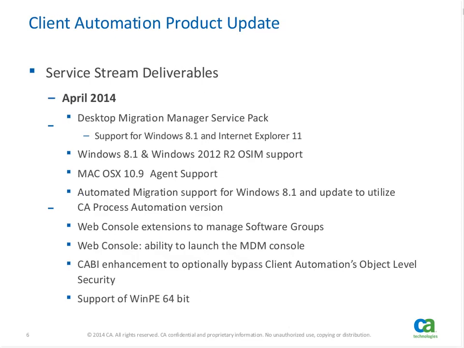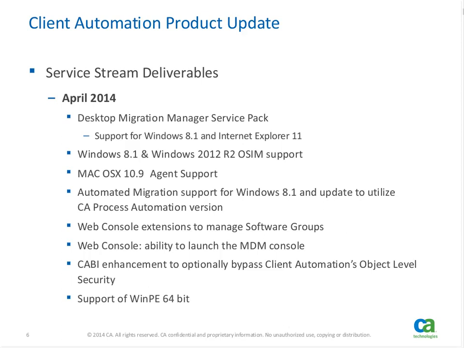And then in April, we have, at the end of this month, a number of patches coming out, and we'll accumulate those as much as possible. Desktop Migration Manager is going to be updated to support Windows 8.1 and Internet Explorer 11. Now, Desktop Migration Manager is a standalone utility, so that will be a new image that you can download and utilize. We're adding OSIM support for Windows 8.1 and 2012 R2, so you'll be able to do bare metal provisioning on those systems. We're adding Mac OS X 10.9 agent support.